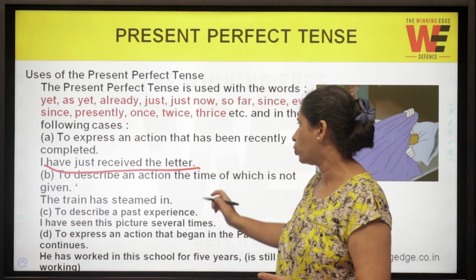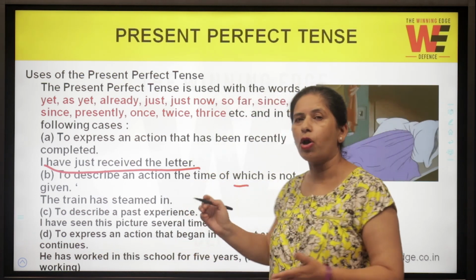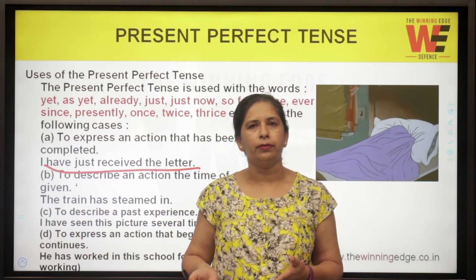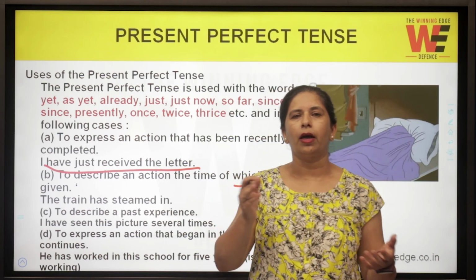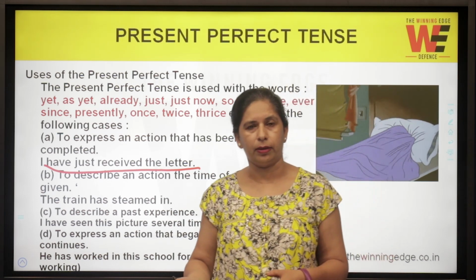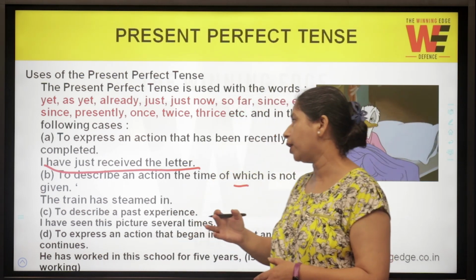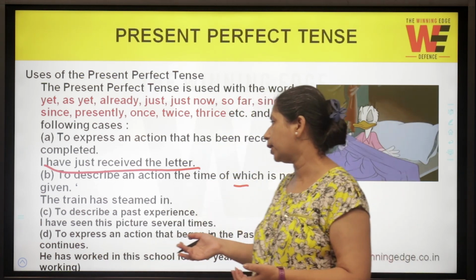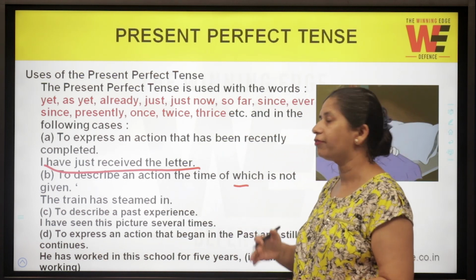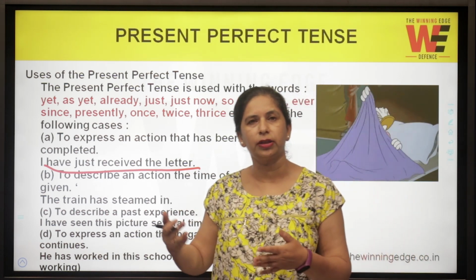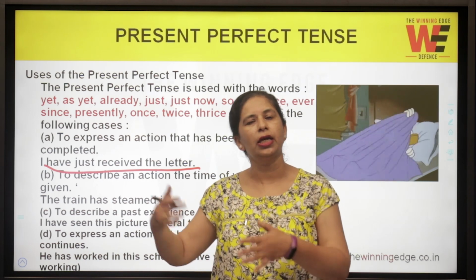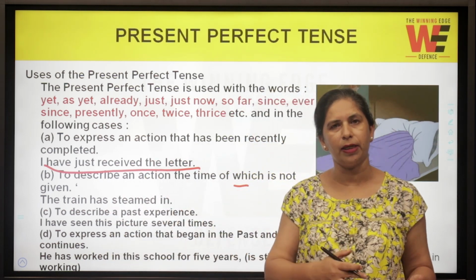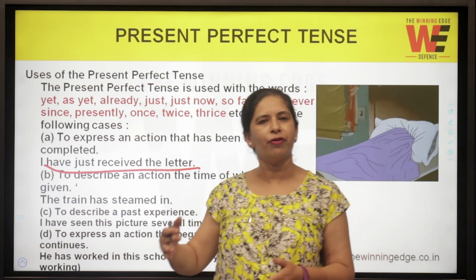या कोई ऐसा एक्शन हो सकता है the time of which is not given, जिसका टाइम आपको नहीं पता है, ठीक है, तो जैसे आपका हो सकता है the train has steamed in, या हो सकता है आप अपना कोई पास्ट एक्सपीरियंस शेयर करना चाहते हैं, जैसे कि आपने कहा कि I have seen this picture several times, आपने बहुत बार ये पिक्चर देखी है. So this is you are sharing or describing a past experience. So this is also a present perfect tense.